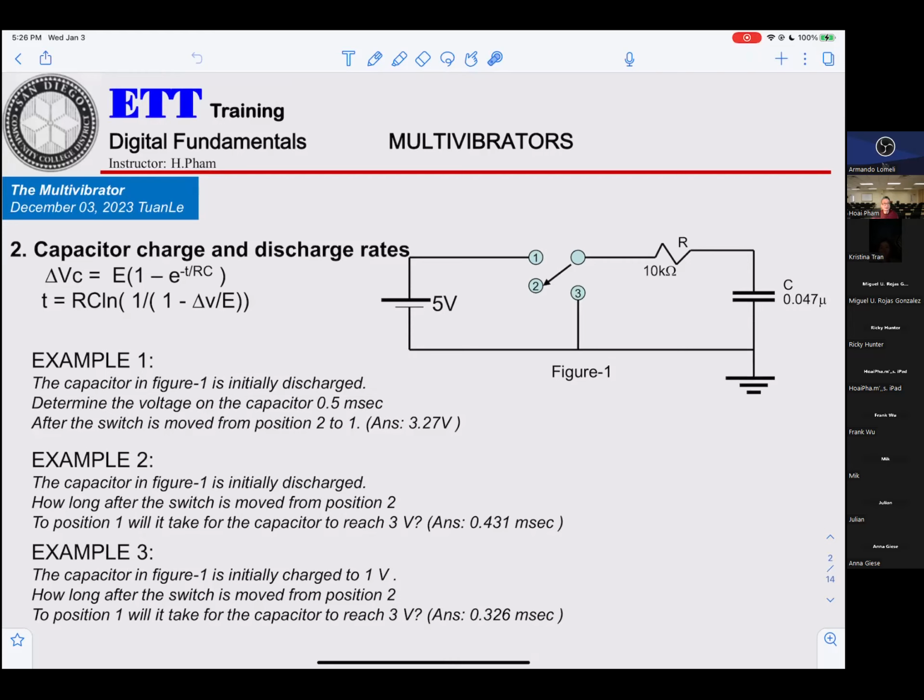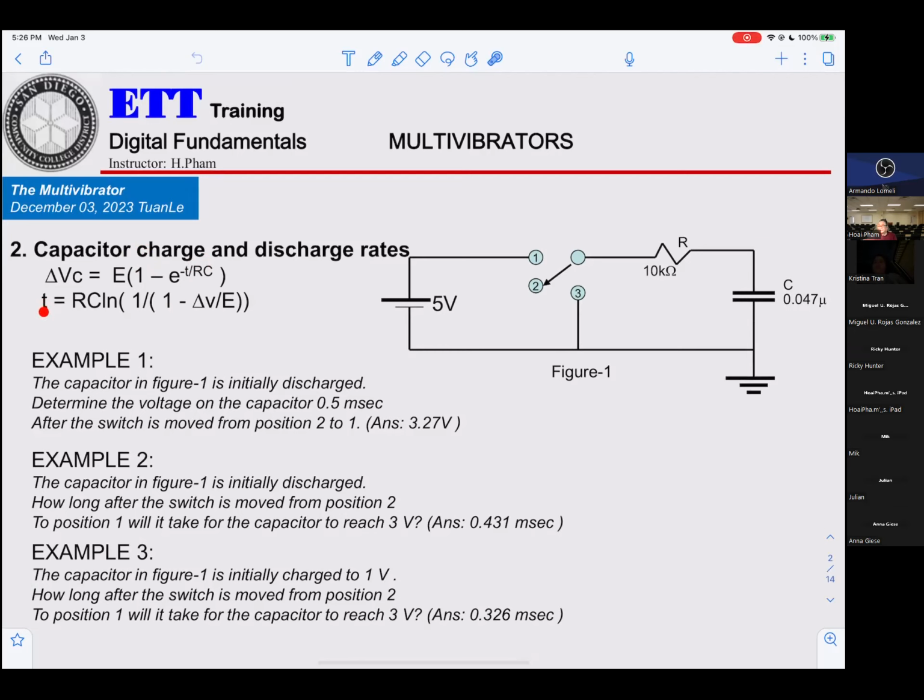Now they're giving you the example. First thing you have to remember is the formula to calculate delta VC, the voltage charging on the capacitor: delta VC equals E times (1 minus small e to the power of minus t over RC). And t is calculated by RC times log of 1 over (1 minus delta V over E).